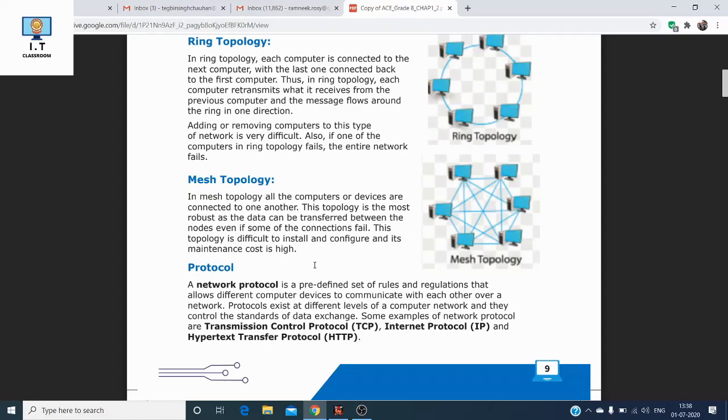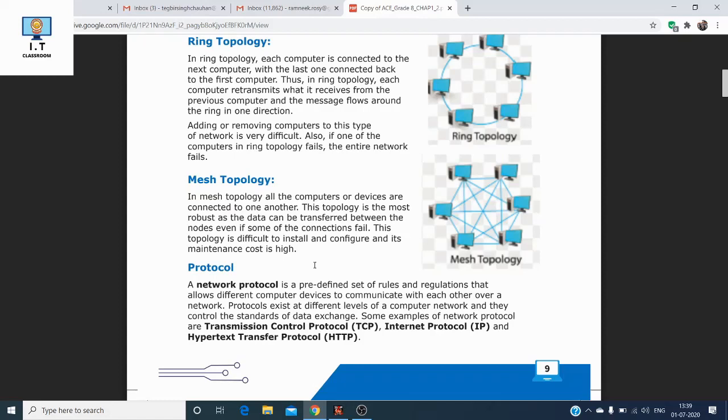This topology is the most robust as the data can be transferred between the nodes even if some of the connections fail. This topology is difficult to install and configure and its maintenance cost is very high. So that's why we don't use mesh topology regularly.